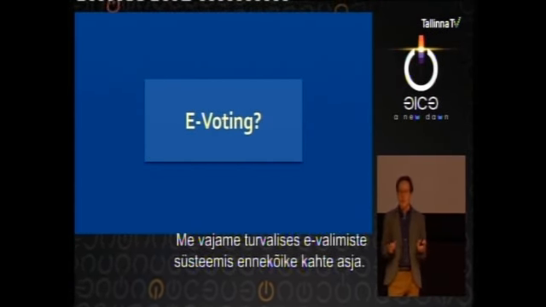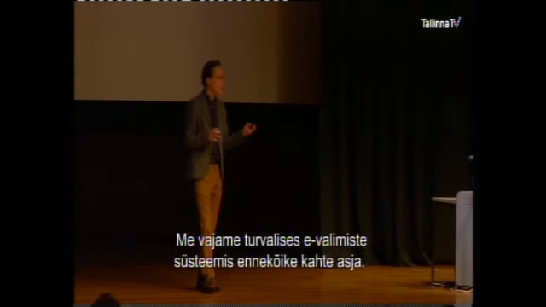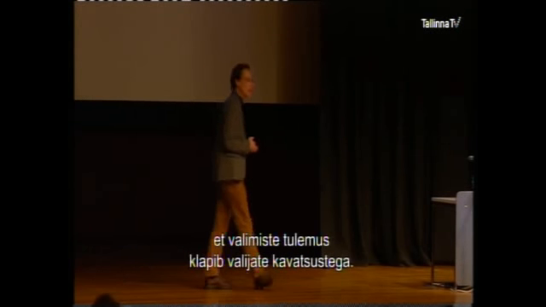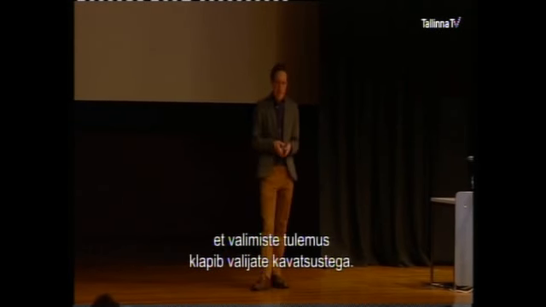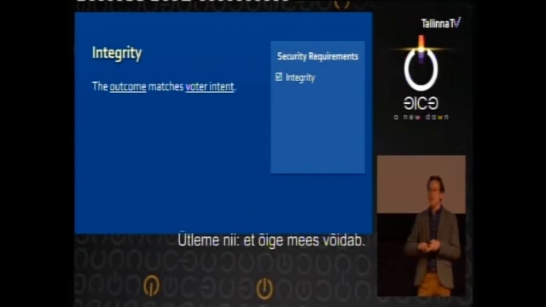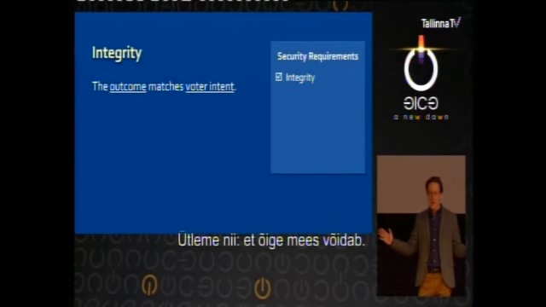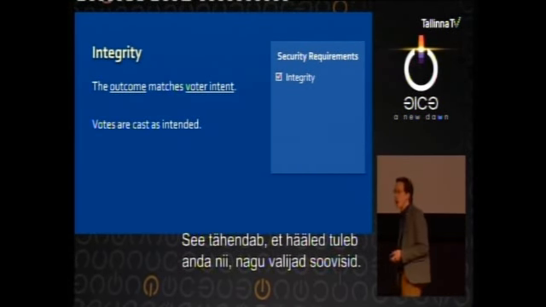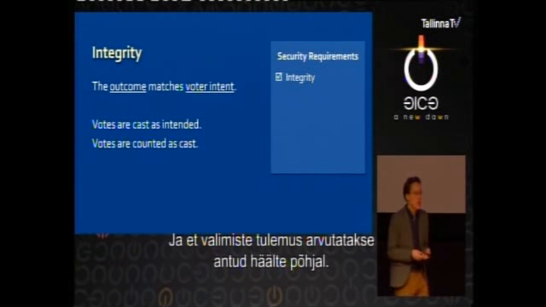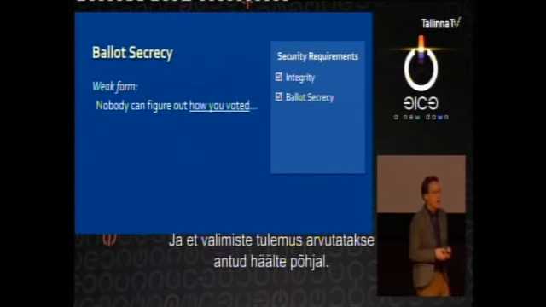E-voting is a really hard security problem because of its unusual requirements. We need 2 things in a secure e-voting system above all else. One of them is integrity. And by integrity, I mean that the outcome of the election matches the voter's intent. This is a relatively weak definition of integrity. Let's just at least say that the right guy wins. This means, of course, that votes have to be cast as voters intended, and that the election result has to be counted as the votes are cast.